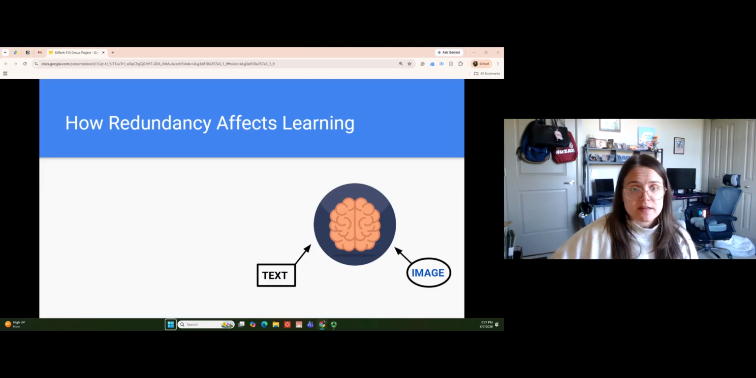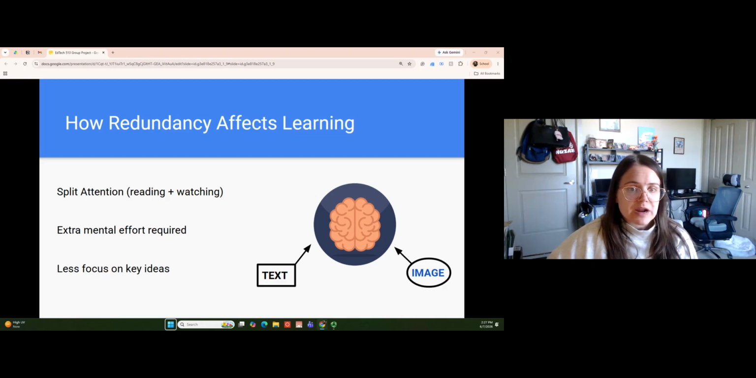Redundancy can also create something called split attention. This happens when learners have to go back and forth between reading text, looking at visuals, and listening to narration. That takes extra mental effort, and it doesn't actually help learning. Instead of focusing on understanding the main idea, the learner is using their brain power just trying to manage all the duplicate information, which can lower comprehension.